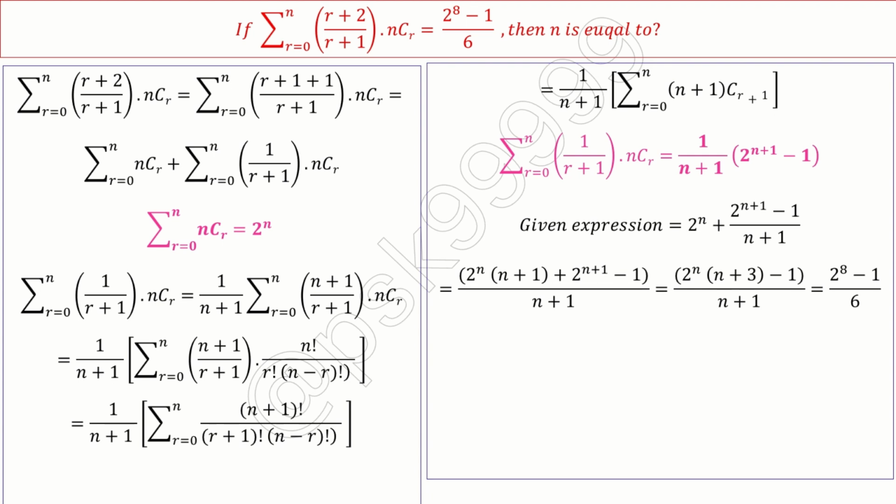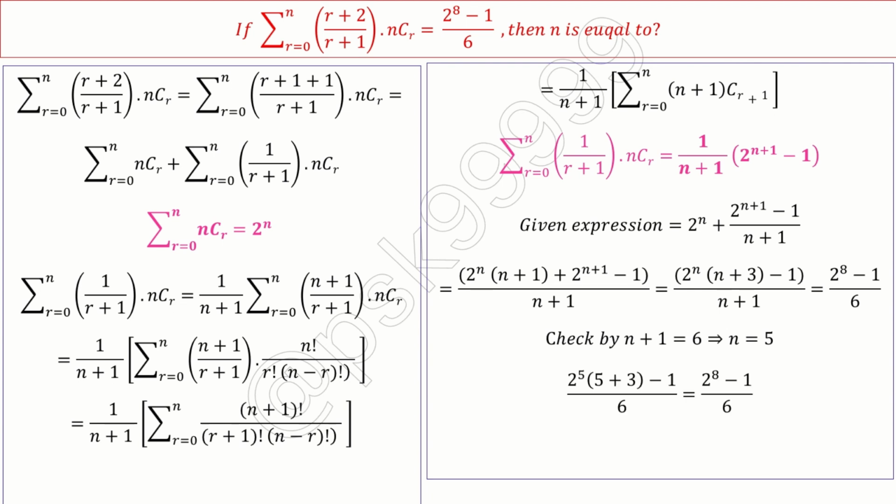If I simplify this, a simple simplification, it will become 2 to the power of n times n plus 3 minus 1 divided by n plus 1, which is equal to 2 to the power of 8 minus 1 by 6. Now I need to just find out my n value. I can do trial and error. The best trial and error is to check the new denominator: n plus 1 equal to 6. It should be equal, right? So from that I get n equal to 5. You substitute n equal to 5 and see whether the equation is satisfied or not.